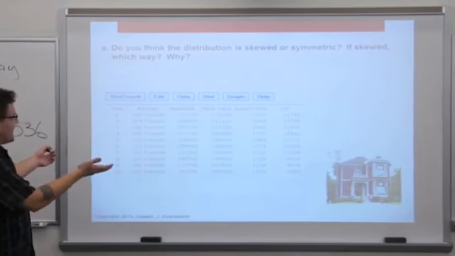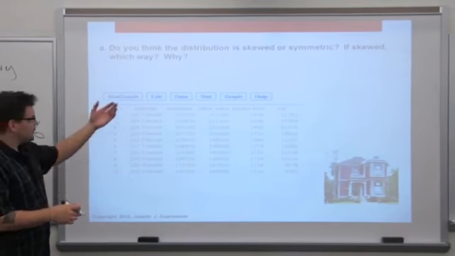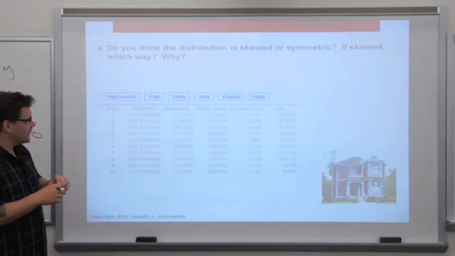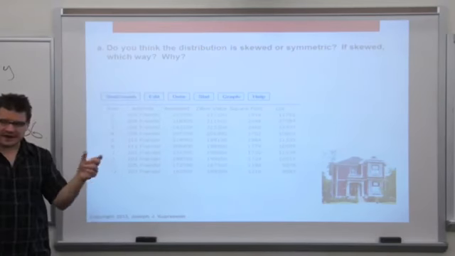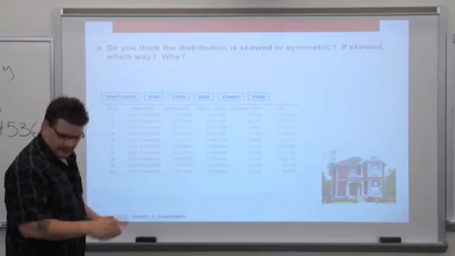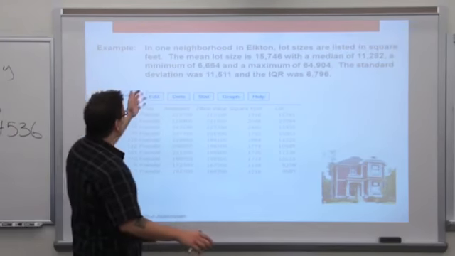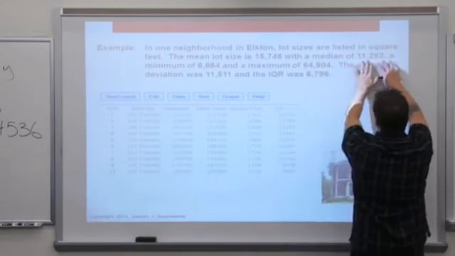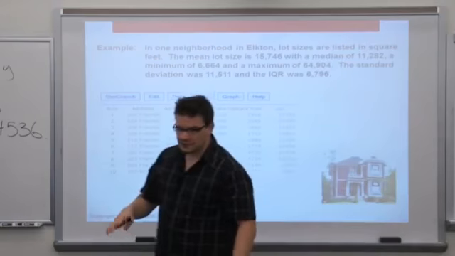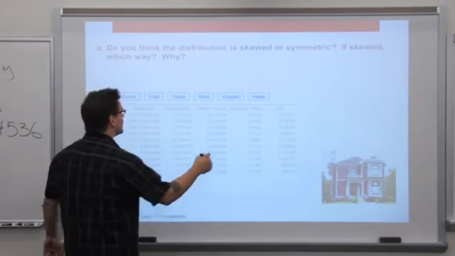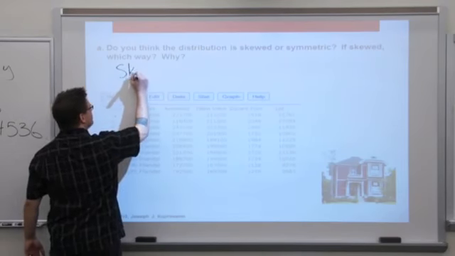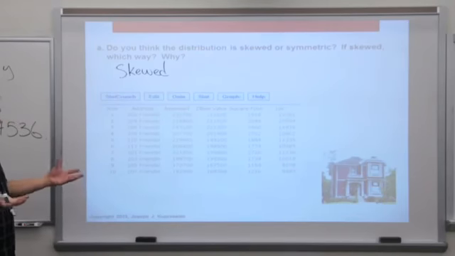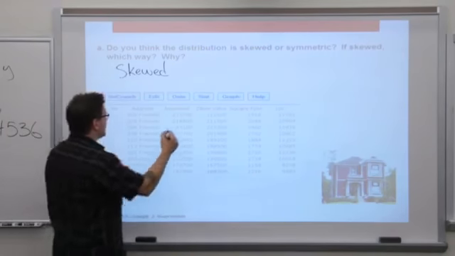Okay. Question A here, do you think the distribution was skewed or symmetric? If it was skewed, which way and why? The main clue I can use to answer this question is I could look at the mean and the median. Let me just remind myself what the numbers are here. The mean was 15,746. That is a lot bigger than the median of 11,282. That will clue me in terms of the shape. Okay. Definitely skewed. If the mean and median were the same, then we would guess that the data looked symmetric. But definitely skewed, and which way?